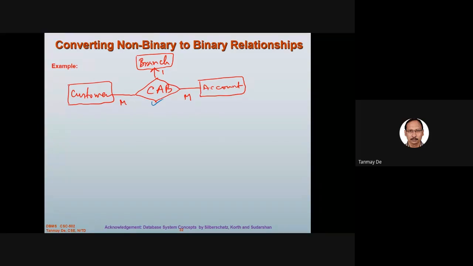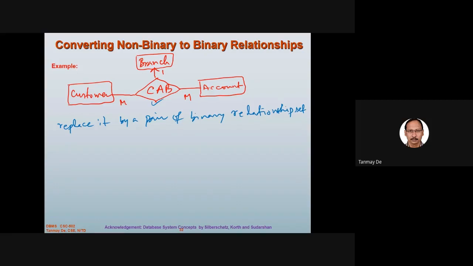Okay. So if we replace this, the meaning is clear, right? Suppose we want to replace this by a pair of binary relationship sets.